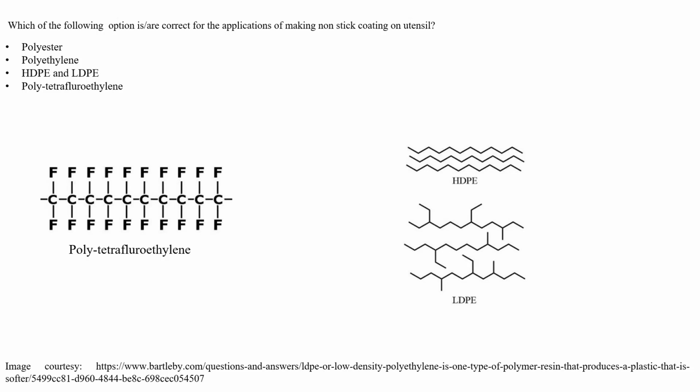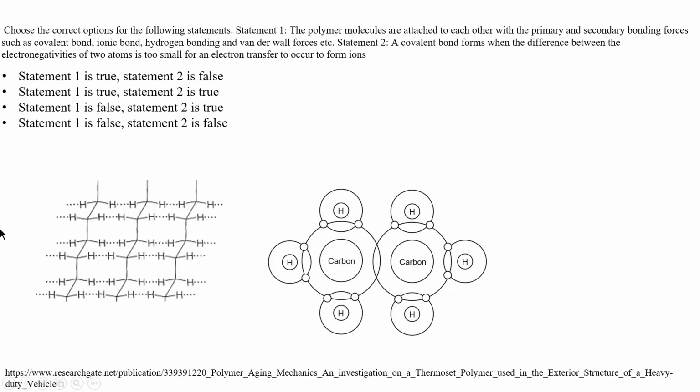And then comes the secondary forces such as the hydrogen bond, which was shown right here. You can see that between two chains, if you have hydrogen attached to them on either side, they will be bonding together, which will be a slightly weaker force. And then we have the ionic bonds also, and the van der Waals forces, which can exist between two chains in any given polymer. So statement one is true.